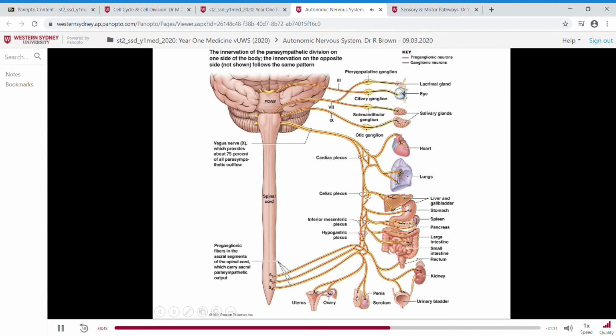The eye, salivary glands. But if you have a look at cranial nerve 10, the vagus nerve, it provides about 75% of all parasympathetic outflow. So it comes out here, there's a cardiac plexus, celiac plexus, inferior mesenteric plexus, hypogastric plexus, and it goes out to all of these organs. So it's an extremely important nerve. Okay, so it's one that you'll hear a lot more about. And then your sacral nerves, S2, 3 and 4, and what they go out and supply.